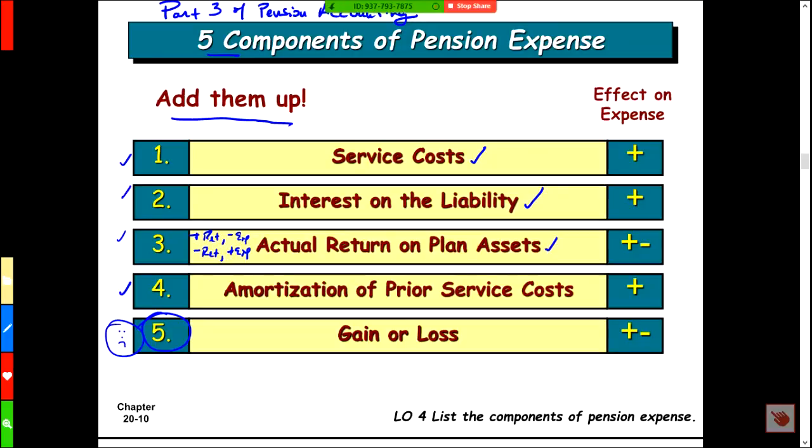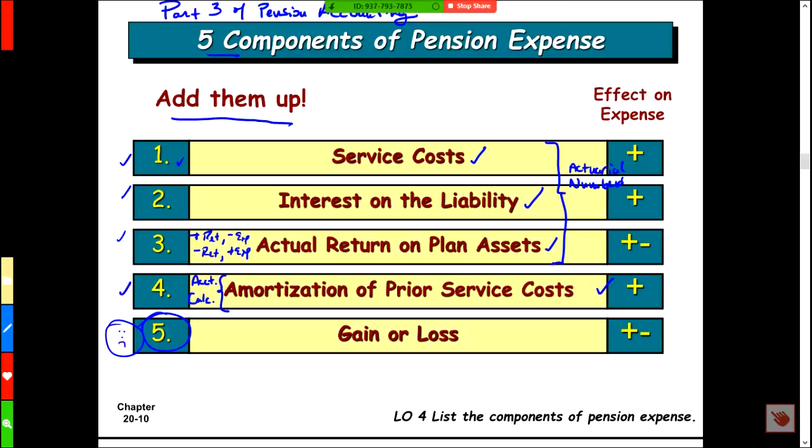Amortization of prior service costs. One thing that's different is that these are actuarial numbers. While we get the prior service costs from the actuary, the accountant calculates the amortization. So that's a little bit different. But in terms of what it does to pension expense, it's always an increase. All right, so not so bad.